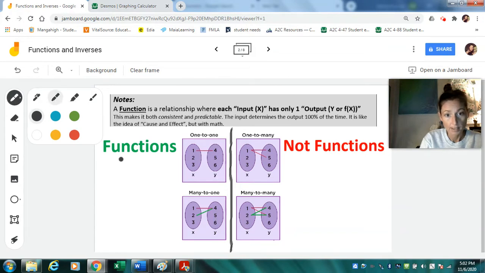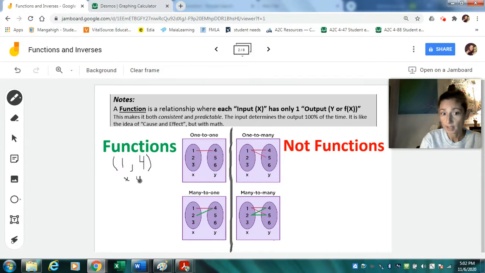So in this one, we have 1, 4 is a data point. And that's okay because the x has a y that it matches. Here, same thing. What we'll have is we'll have 1, 4, but we'll also have 2, 4. And that's okay, because again, for this x, we know what the y will be.